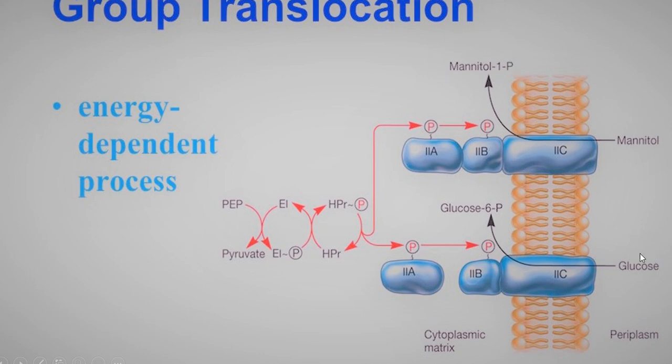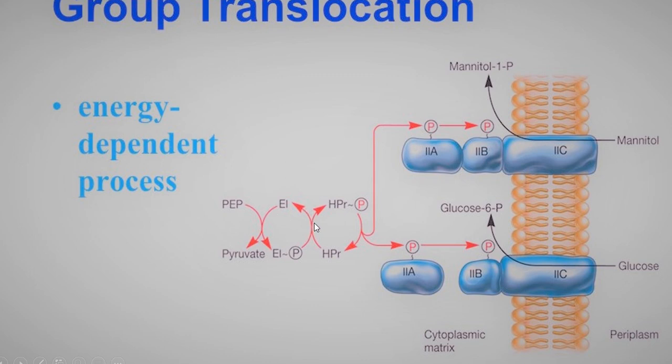Let's see another example. Here is glucose, and it enters in the form of glucose 6-phosphate. You may get a question, ma'am, how is this altered when entering into the cell? That's what these enzymes are involved in. So let's see that process.